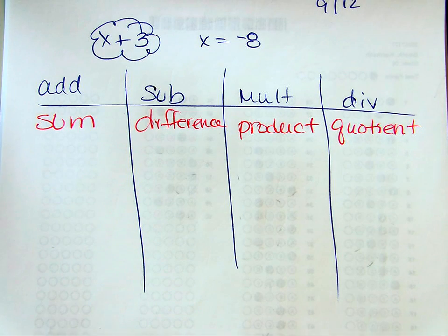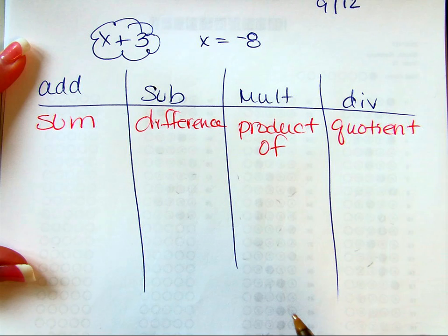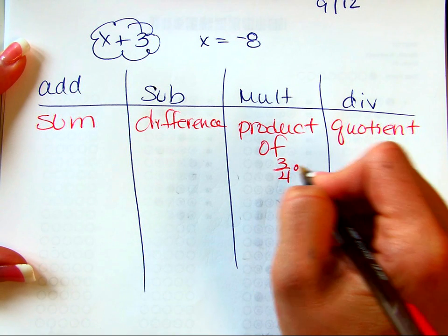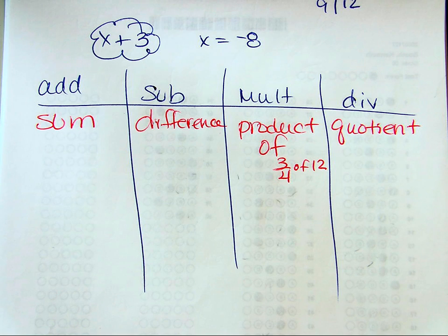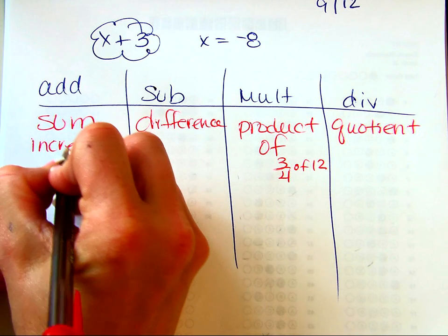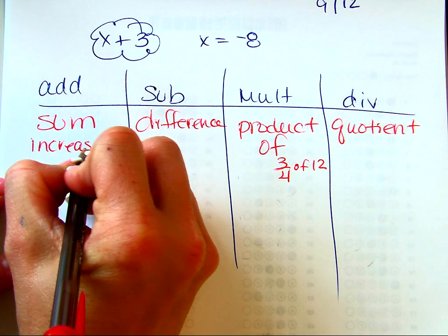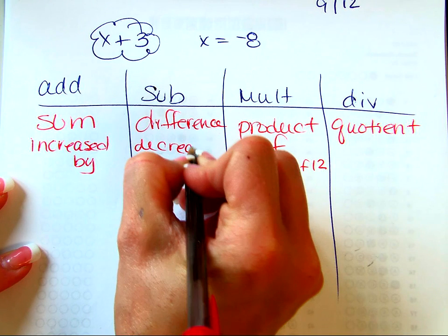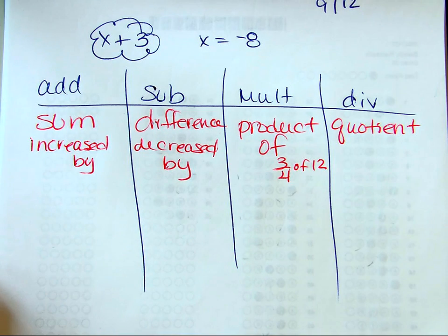Okay, give me some more that you know. Like words you associate with certain operations. Kyle. Of, good. That's one of the ones that people forget. So in other words, like 3/4 of 12 means I want to know what 3/4 of 12 is and multiply it. Okay, Jordan. Great. Increased by and decreased by. What are some basic words? Plus and minus.